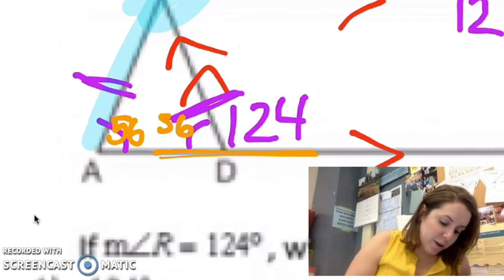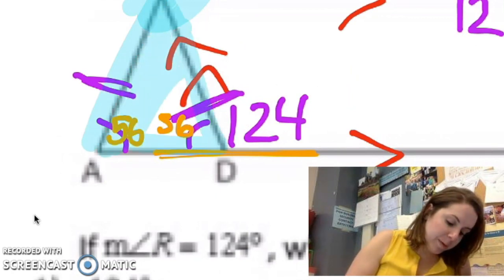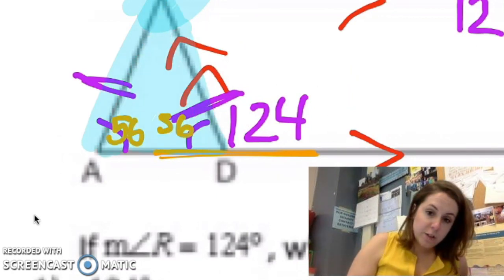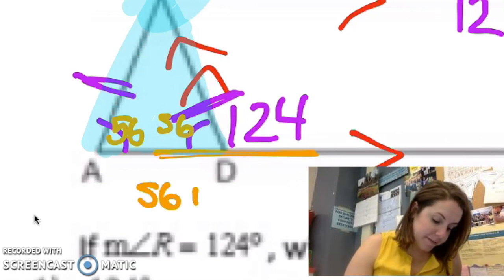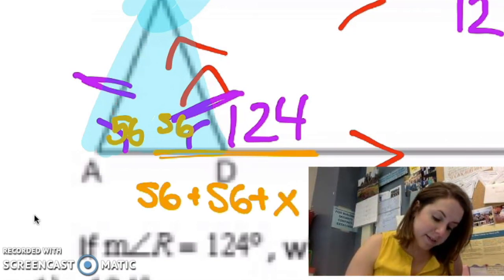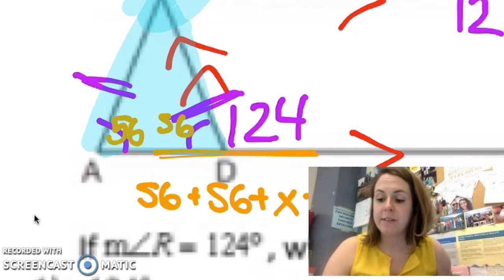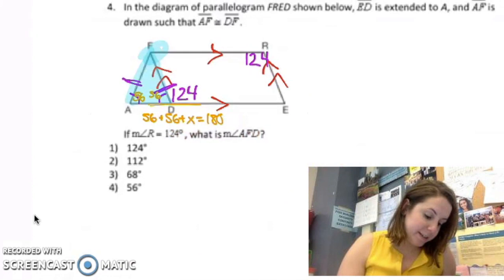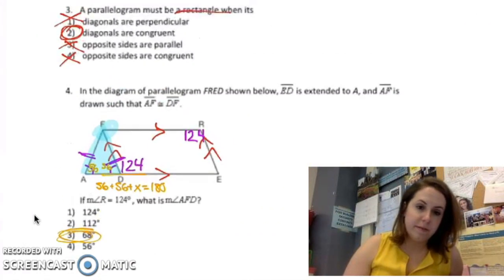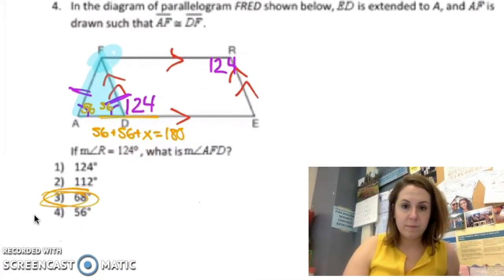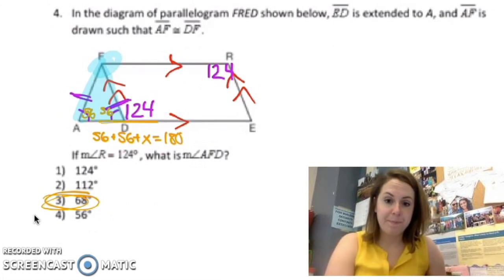And then I see that this is a triangle, so these need to add up to be 180. So that's 56 plus 56 plus x equals 180. So I'm going to do 180 minus 112, and so that is 68 degrees. Okay, those properties really matter.